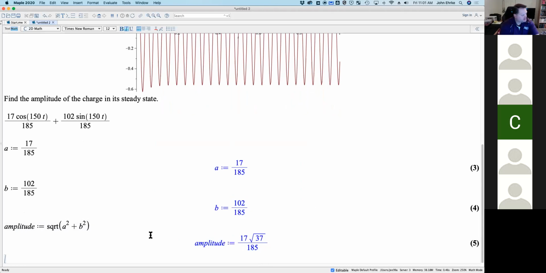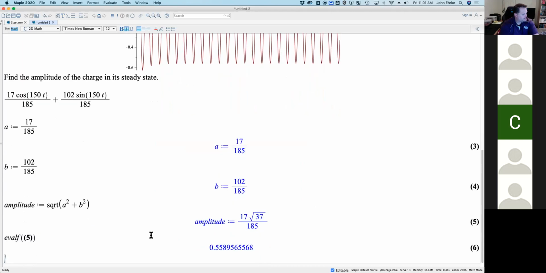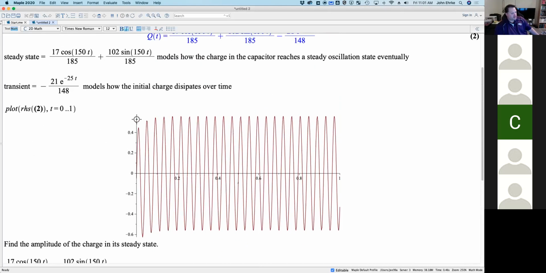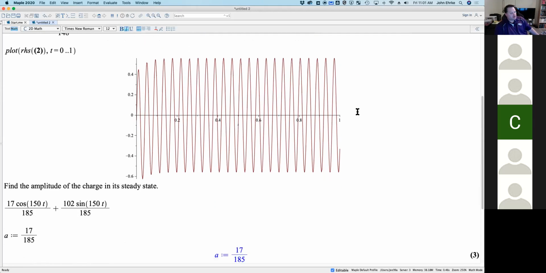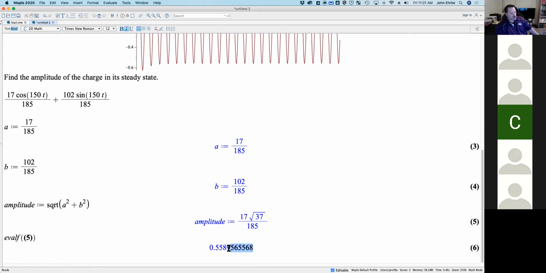Let me evaluate that to get a decimal. So it's approximately 0.56. And you can see here that that is this number here. That's the very top. That's the amplitude. It gets up to a height of about 0.56 over time. So the largest charge we would expect to have eventually in the circuit is 0.56 coulombs of charge. If you're the one designing the circuit, then it's up to you to know whether that's too much charge or not enough charge. Does that make sense?